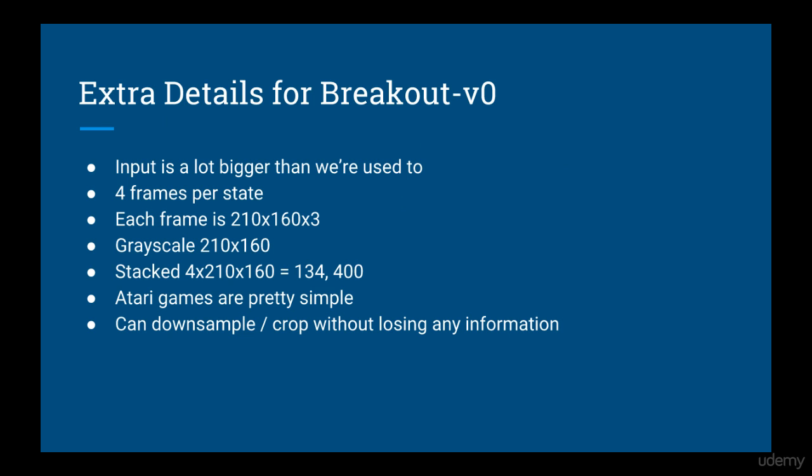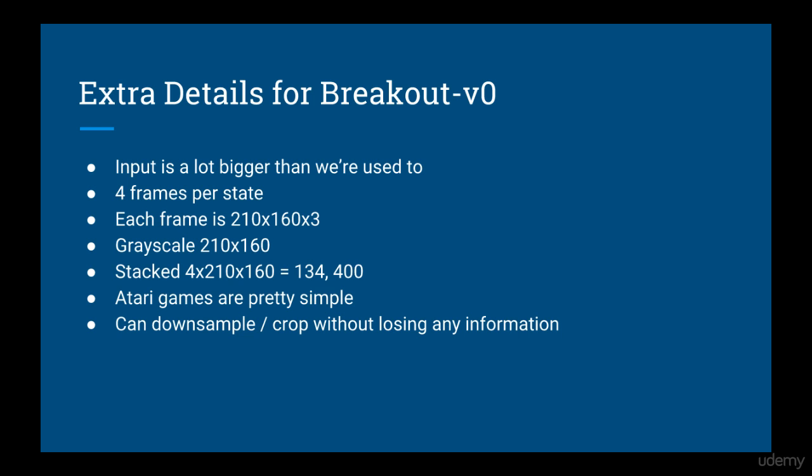First, we talked about how the input is a lot bigger than we're used to. Recall that we're stacking 4 frames as the state. The frame is of size 210 by 160 by 3, but we can get rid of the 3 and make the image grayscale. So in total we have 210 by 160 by 4 for the size of each state, which is 134,400 inputs, which is a lot.